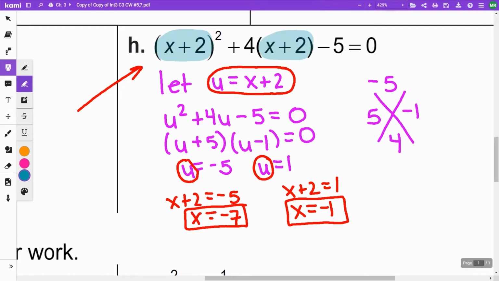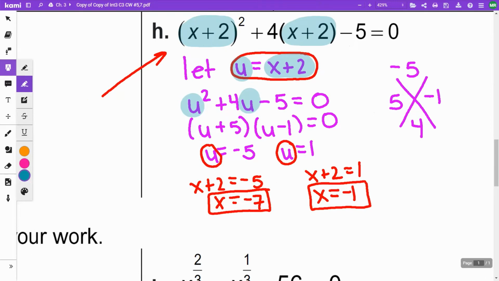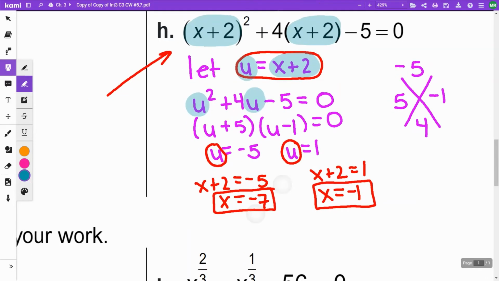So in the original problem, I noticed that we had an x plus 2 here and an x plus 2 here. So I said, let u be the same as x plus 2. And I put a u everywhere there had been an x plus 2. And I ended up with a quadratic to solve. We'll talk more about this on Monday, but you can copy this down so you have this as an example on your paper.